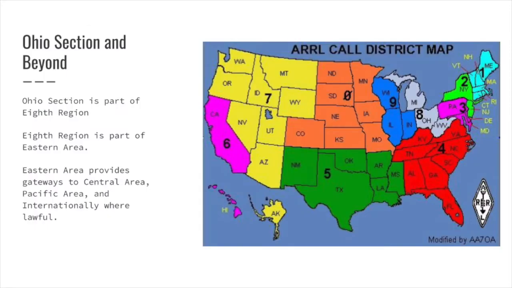And of course, Ohio is not an island, so we are part of a larger world, and that means that Ohio is part of the 8th region, which covers Michigan, Ohio, and West Virginia. The 8th region is part of the eastern area, which covers regions 1, 2, 3, 4, and 8. And then the eastern area provides gateways through the central area, the Pacific area, and also internationally, wherever lawful to do so.